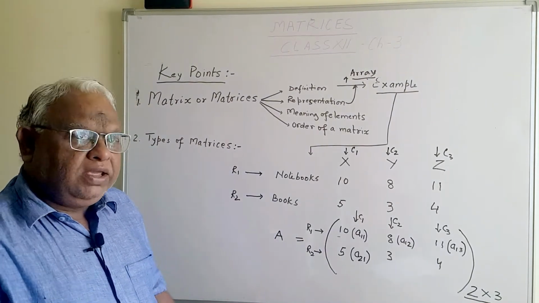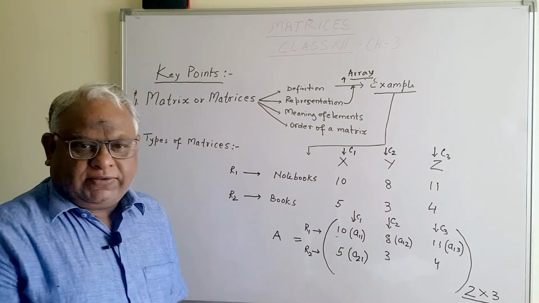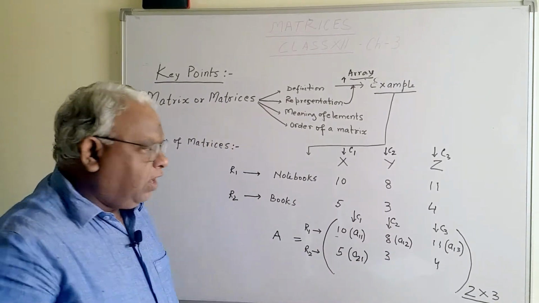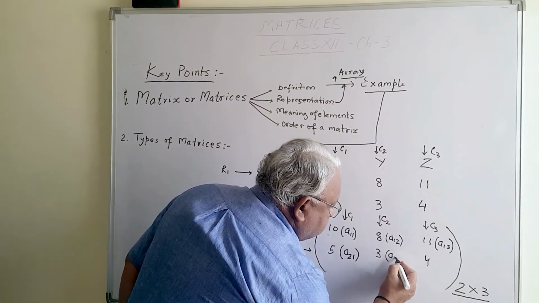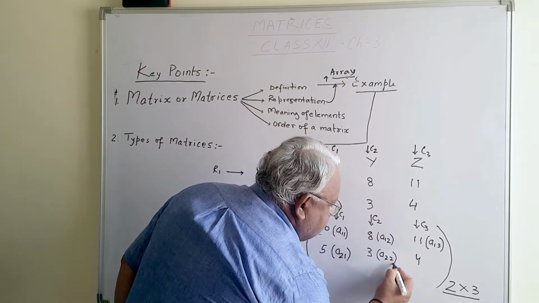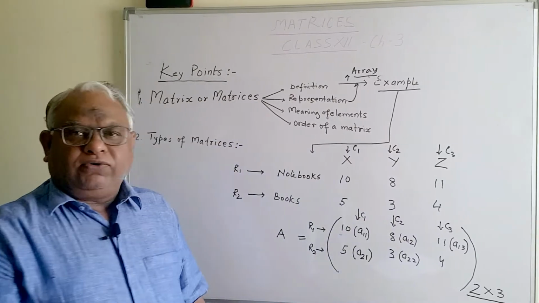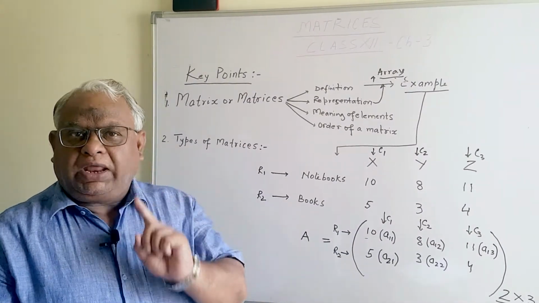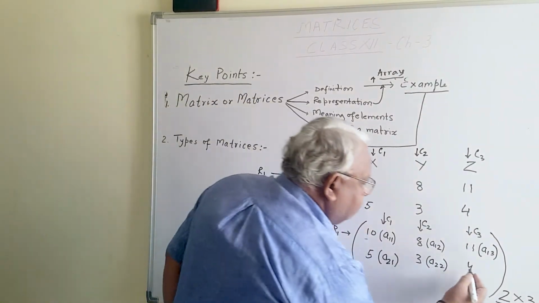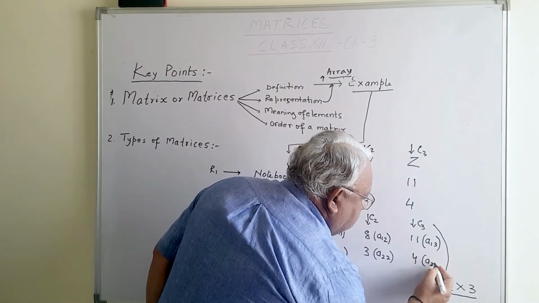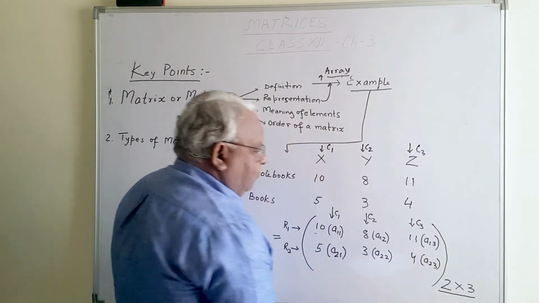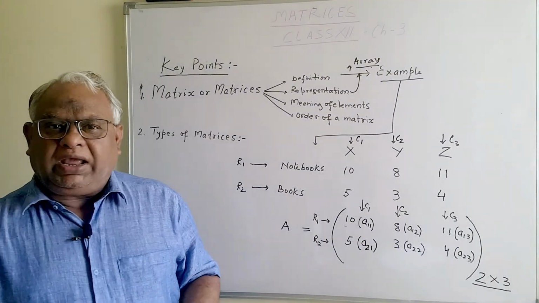Now, who will tell me what is the position of this? Yes, very true. This is A22. So it means you have understood how to find the location of an element. The location of this element is A23. So can anybody tell me how many elements are there?